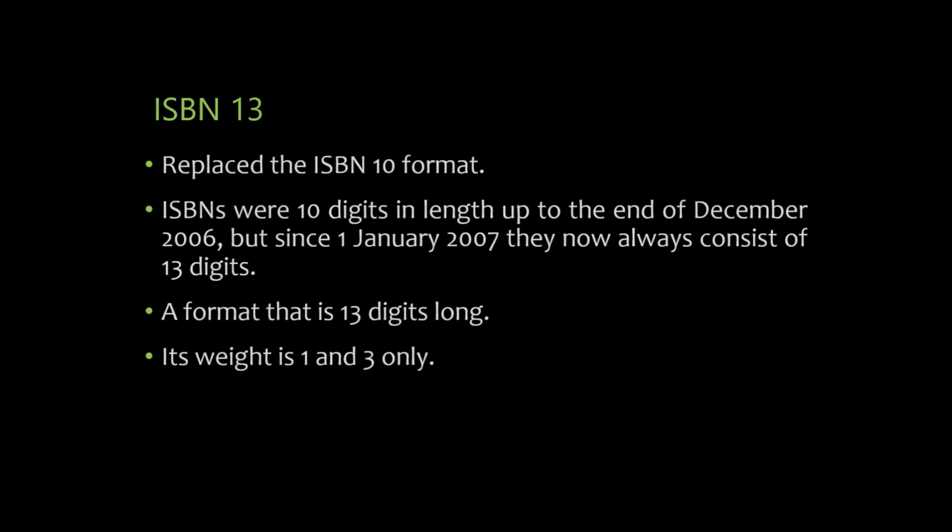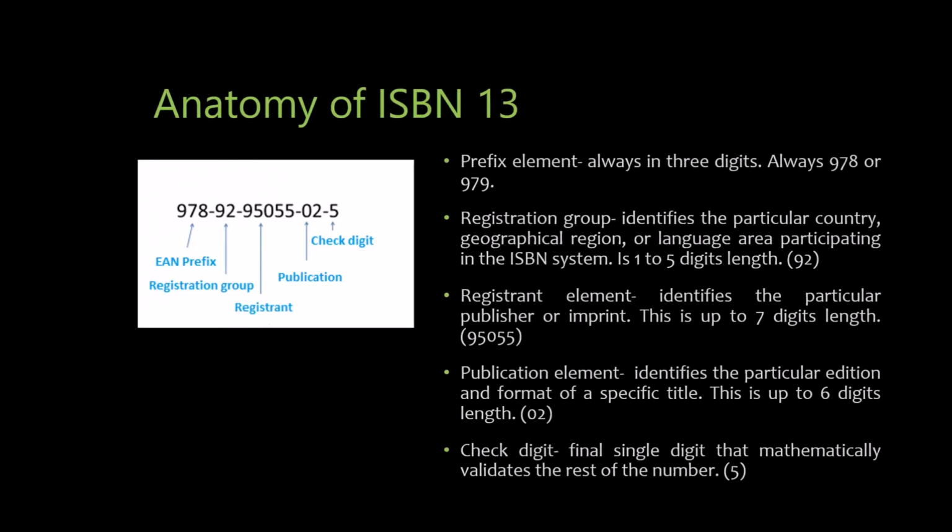Now, ISBN 13 replaced the ISBN 10 format. ISBNs were 10 digits in length up to the end of December 2006, but since the 1st of January 2007, they now always consist of 13 digits. It is a format that is 13 digits long. Its weight is only 1 and 3, no other values. Now here, the anatomy of ISBN 13, prefix element always in 3 digits and always in the beginning is 978 or 979. Registration group identifies the particular country, geographical region, or language area participating in the ISBN system.